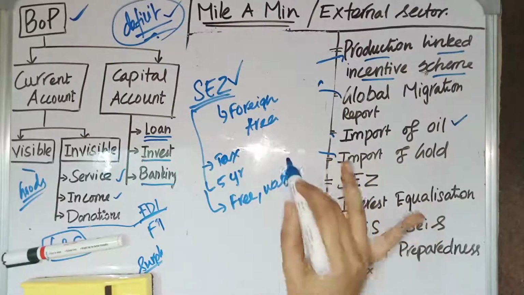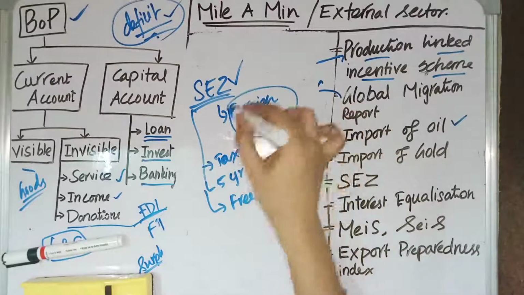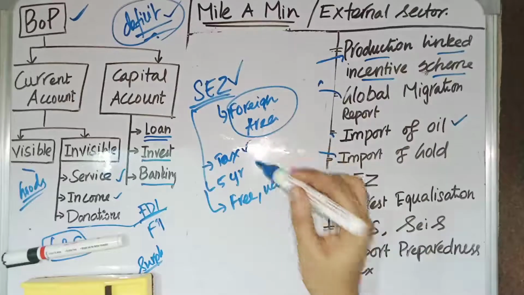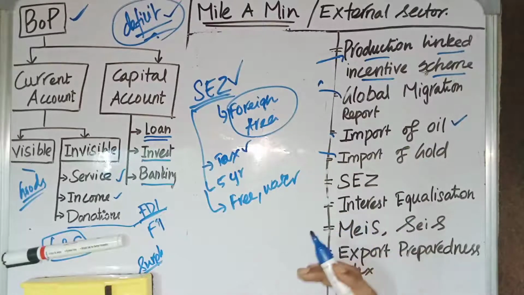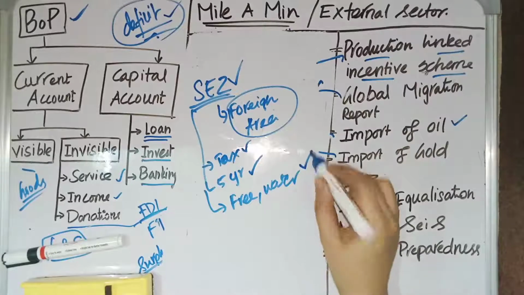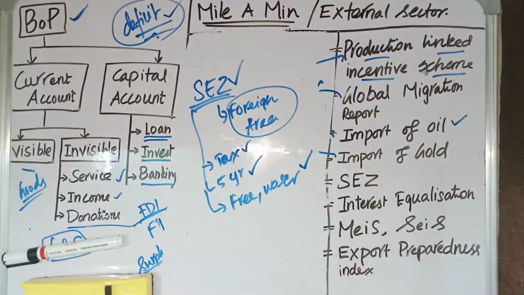It is inside the Indian territory, but it is treated like a foreign area. They are exempted from many rules and regulations. They are given many tax benefits and tax exemptions. They are given 5 years tax free, and they are given free electricity, free water. They are given free road facilities, and all those will be given under this SEZ.